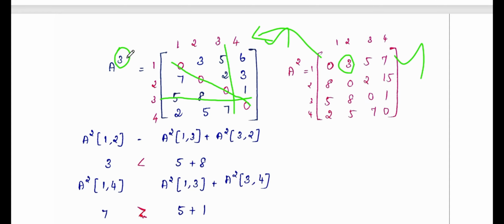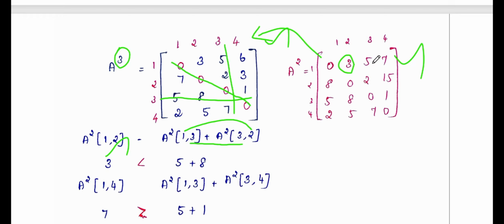Using the intermediate vertex means 1 to 3, 3 to 2. So we are using 3 as the intermediate vertex. You don't go directly 1 to 2. That is here, so this is the direct edge 1 to 2. Then what is the distance through the intermediate vertex? 1 to 3, 3 to 2.